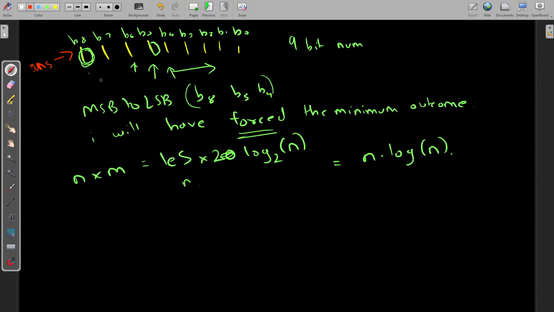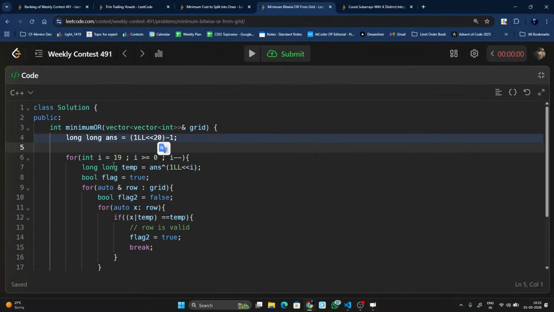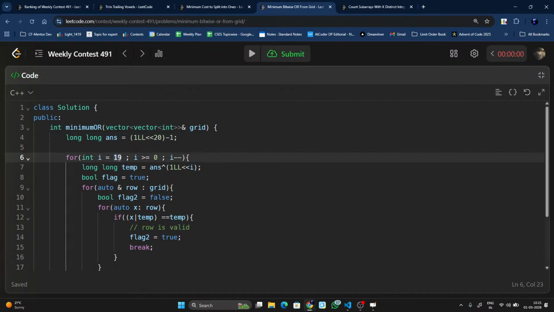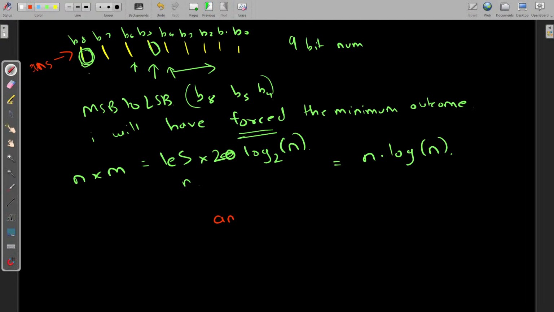Then I'm trying to turn off bits from the MSB to LSB. So I go from the most significant bit at position 19 and iterate till 0. Then I temporarily turn this bit off. I will turn off the bit at position 19. So I am actually using the XOR operation over here: answer XOR equal to 1LL left shift I.